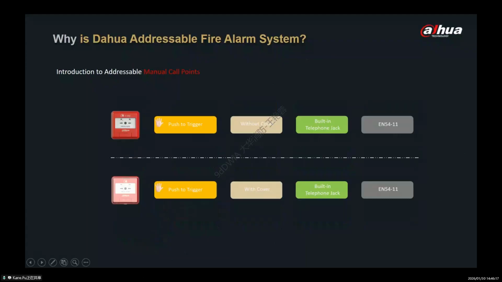For the manual points, we have two modules. The first one is the normal one without the cover. Both of them have a built-in telephone jack, with EN54-11 standard certification. So if you want the manual point with cover, you can order this one.